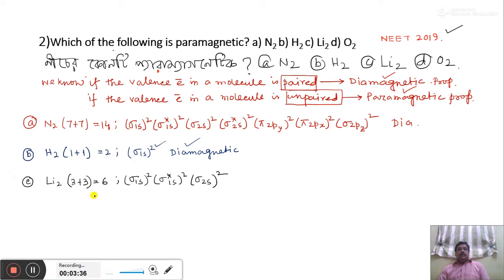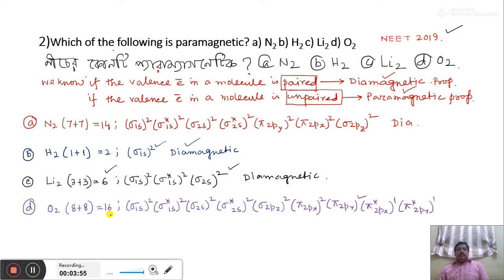In case of Li2, total 6 electrons are present. Its electronic configuration is sigma 1s2, sigma star 1s2, sigma 2s2. All electrons are paired, so Li2 is also diamagnetic.